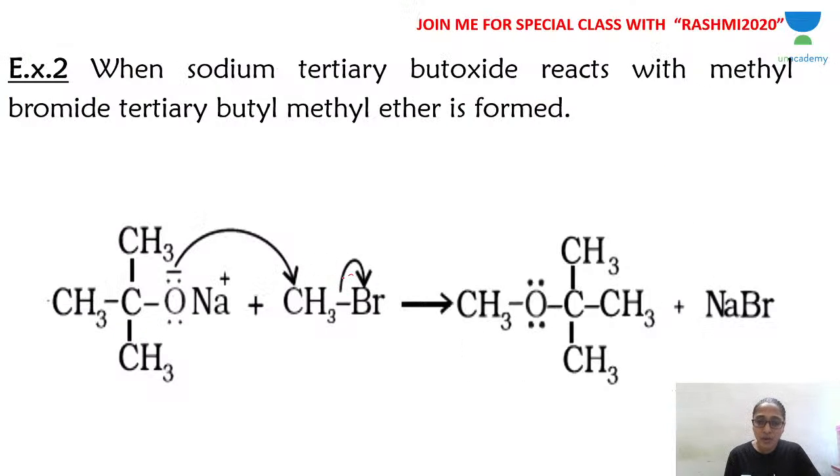One nucleophile is replaced by another nucleophile. So it is a nucleophilic substitution reaction. CH3 is there instead of Br. You have tertiary butoxide replaced. You will get ether. Ether is the product. So still here the alkyl halide is primary, and the alkoxide is tertiary.